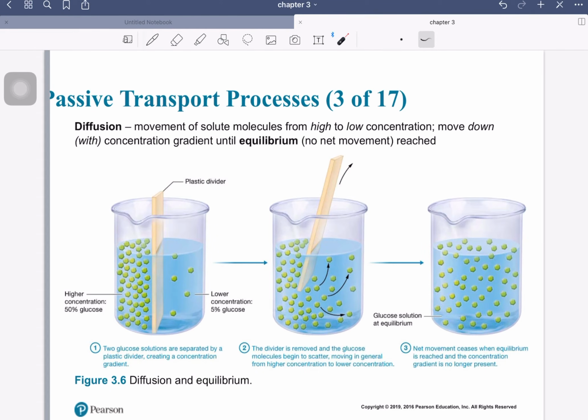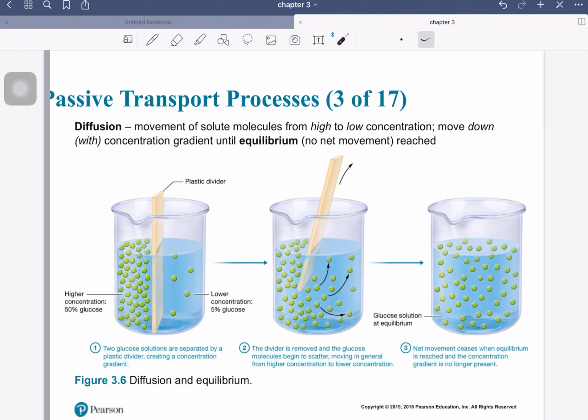Now, as I said, this does not mean that nothing moves. All these molecules can have that energy, and they can be moving a bit. But when we say net, that means the overall effect. Because, even here at equilibrium, maybe this molecule will end up over here, but there'll be an equal number of molecules that will end up over here. So the net effect is 0.